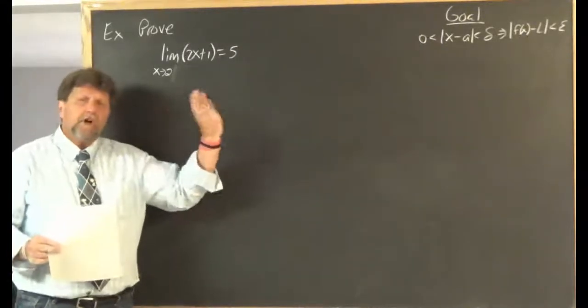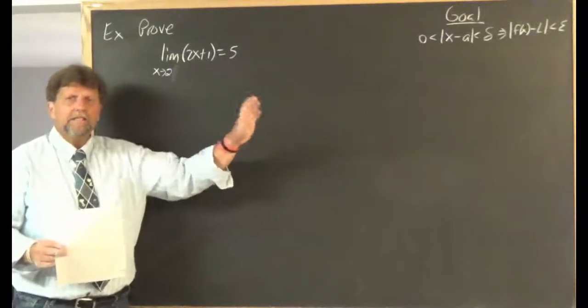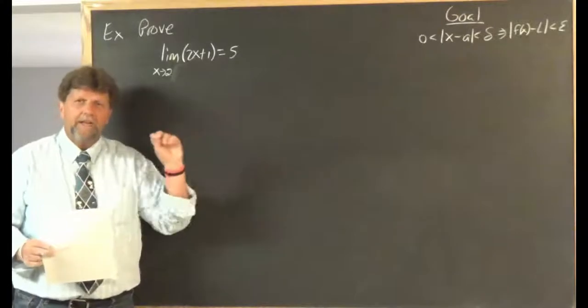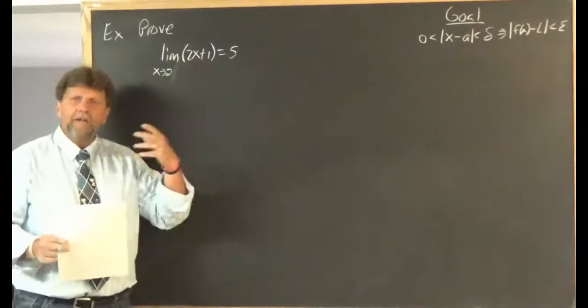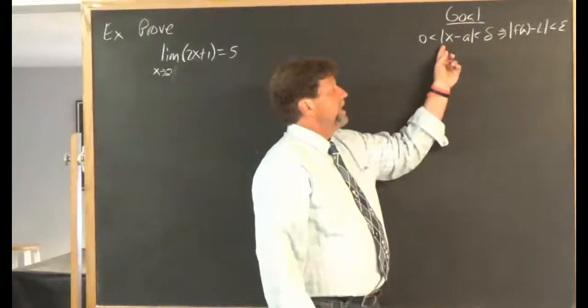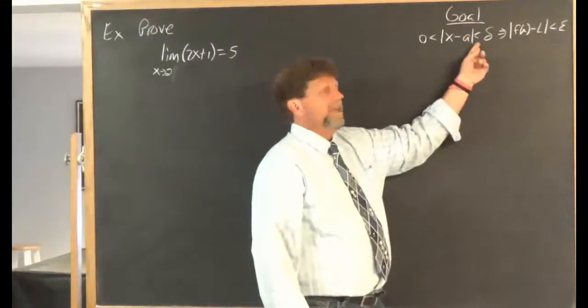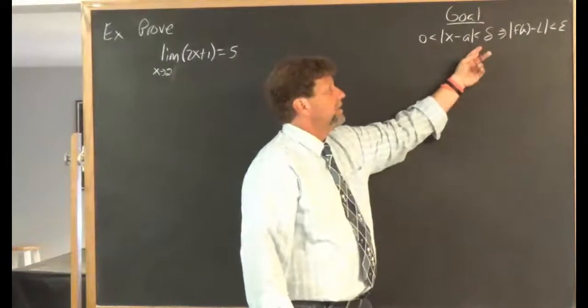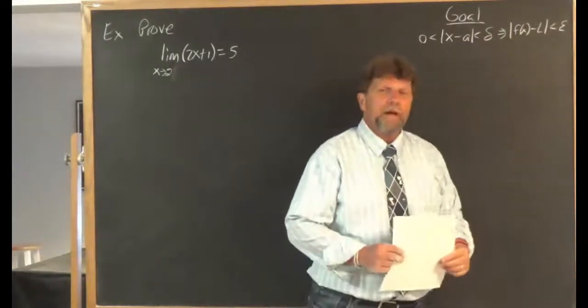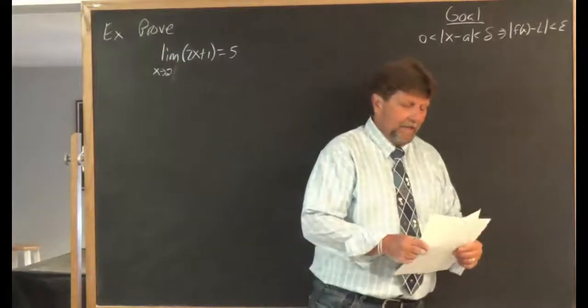So we do this off to the side. This isn't part of the proof. This is like off to the side. We write down what our goal is. Now in general, the goal is you want to take the absolute value of x minus a less than delta and show that that implies absolute value of f of x minus L is less than epsilon.